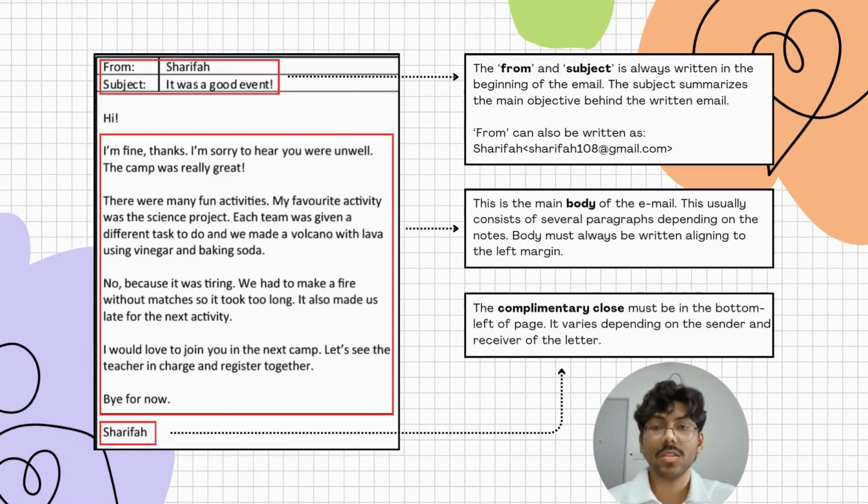As for the emails, every single segment is on the left hand side of the page. You should begin with from and subject. From is basically the name and email of the recipient of your mail. As shown in the box, it can be written as the name Sharifa and then a lesser than symbol, followed by the email of the recipient closed by a greater than symbol. The subject, on the other hand, is just a short summary of the main purpose or topic of your email. And then comes the salutation, the body, and the complimentary close, all of which are on the left-hand side of the page.